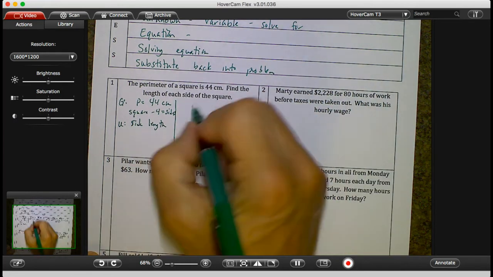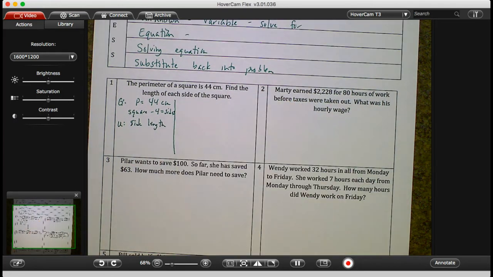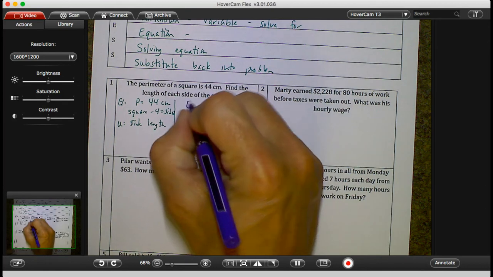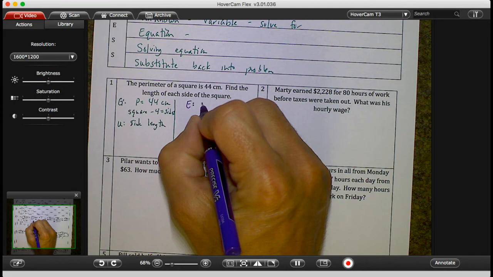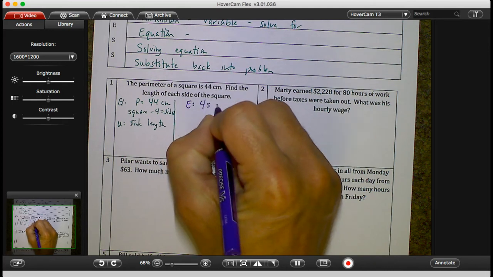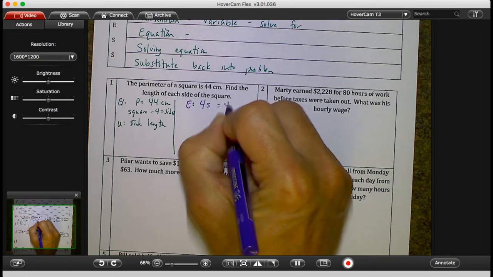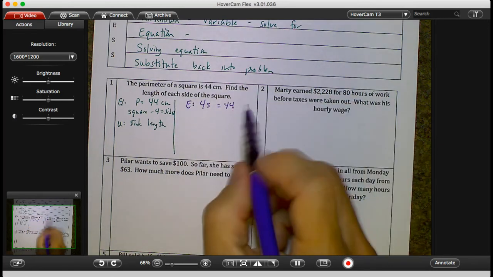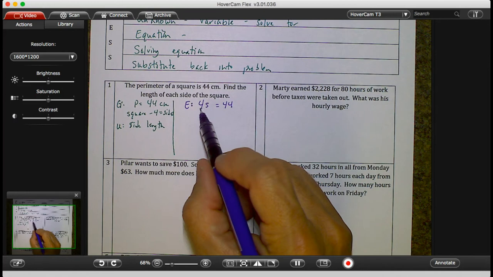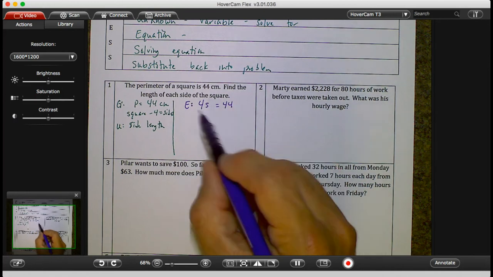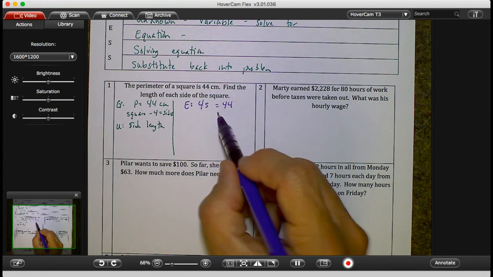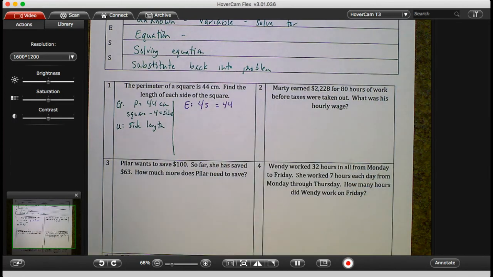So my equation that I'm going to come and put over here is I could do it 2 different ways. I know that all sides are the same, so I could go 4 times S, and that would equal 44. The other way that you could do it is you could add S plus S plus S plus S equals 44. And then when you combine like terms, you would get this. And now I'm going to solve my equation.